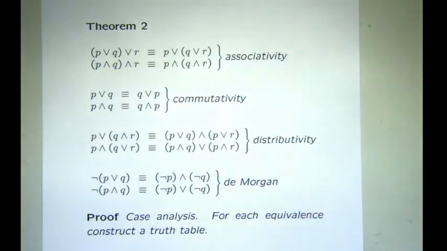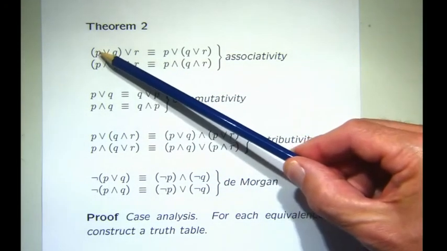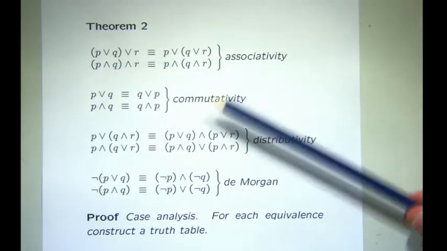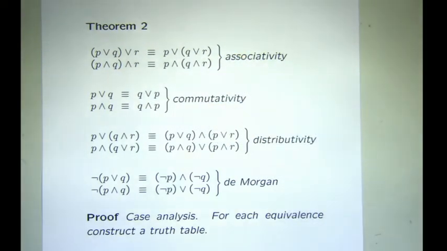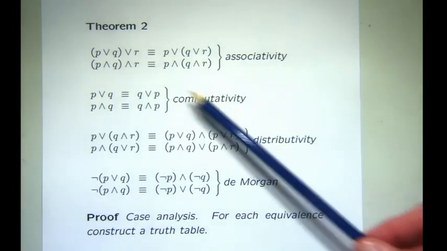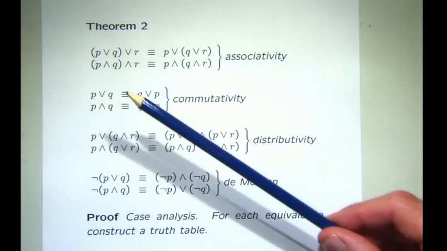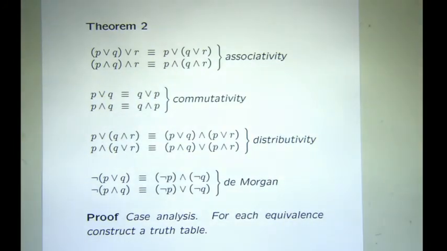We're not talking about mixtures, but just a chain of ors or a chain of ands. It doesn't matter where we put the brackets. That's associativity, the technical name. Commutativity: which input is which doesn't matter too much in an and or an or. So P or Q is the same as Q or P. Same with an and.